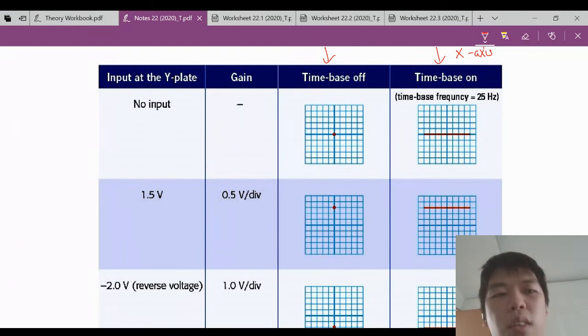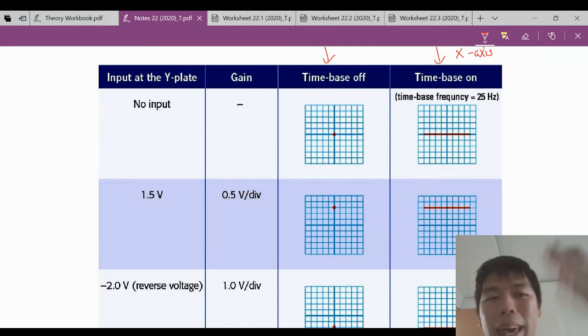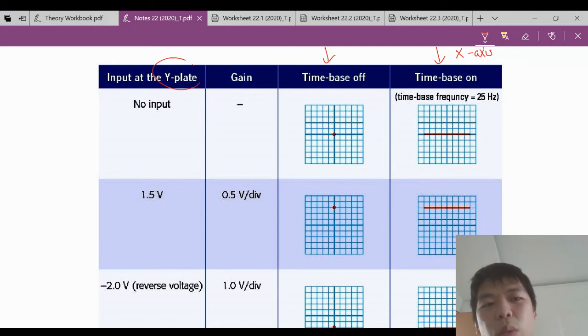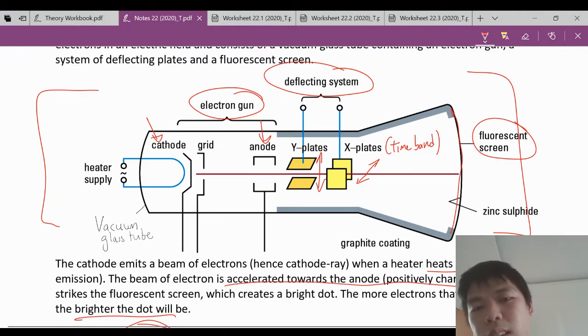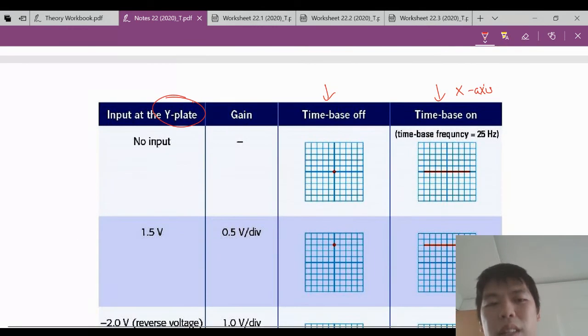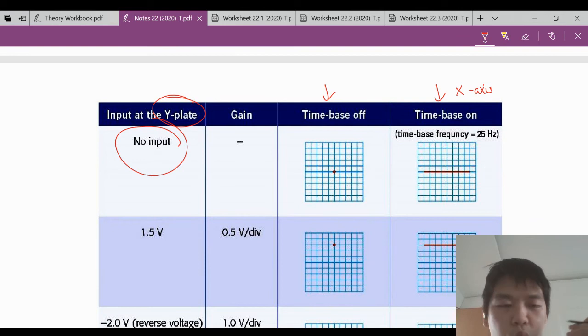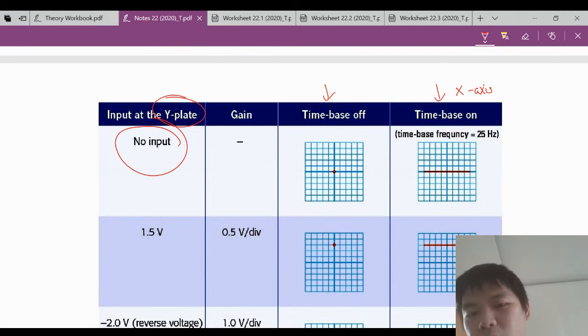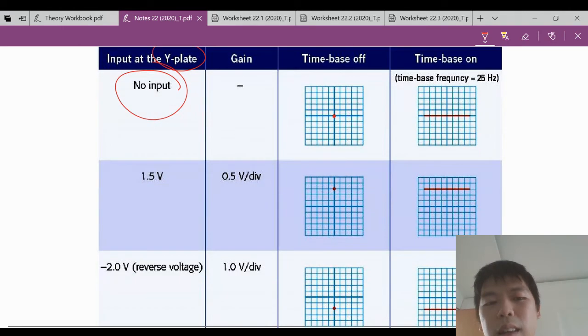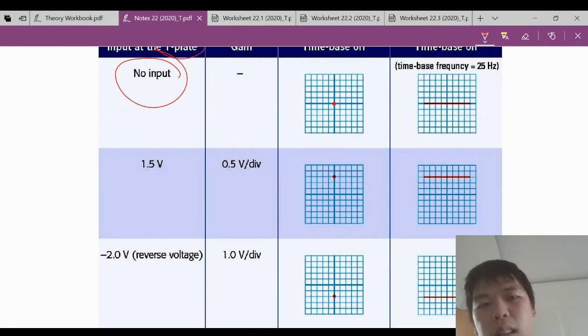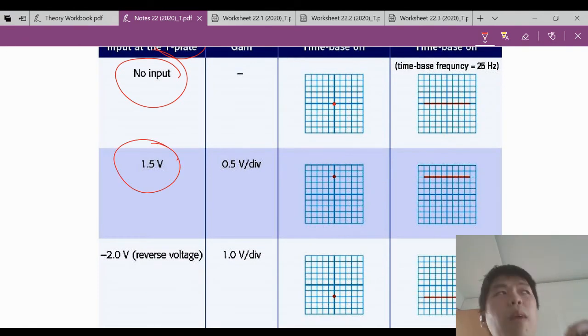When there is no input at the y plate, we are talking about you connecting to this y plate, controlling this y plate here. Whatever you connect to it has no voltage. Your time base is off, so all the electrons will just keep hitting the middle point. Next, when you have an input at the y-axis, you input 1.5 volts.